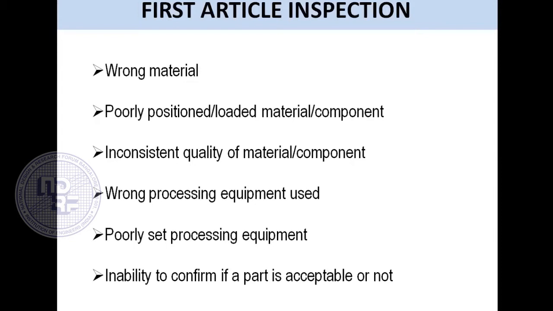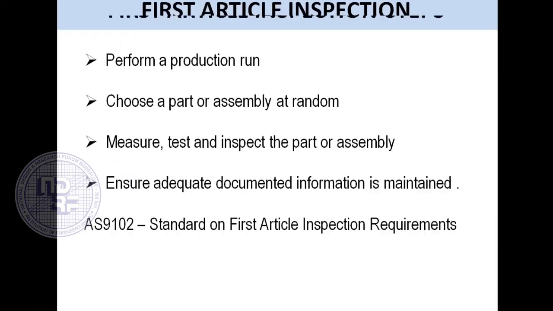The first article inspection also helps to confirm whether the verification processes used in checking whether the item which is produced is good or not are also correct. So it will point out any inability of the process to confirm whether a part which is produced is acceptable or not. So these are the aims or objectives of doing a first article inspection.